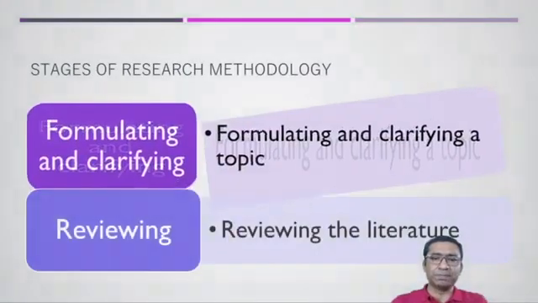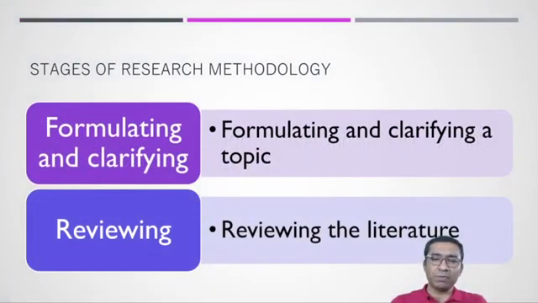So the next step would be reviewing. You have to review the literature. So literature review would be the second step. I'm going to teach you literature review maybe in the next class, and there are different types of reviewing the literature, and different scientific and non-scientific methods are available. I'll teach you both methods and you can choose which method is appropriate for your research. So the second step would be reviewing the existing literature.